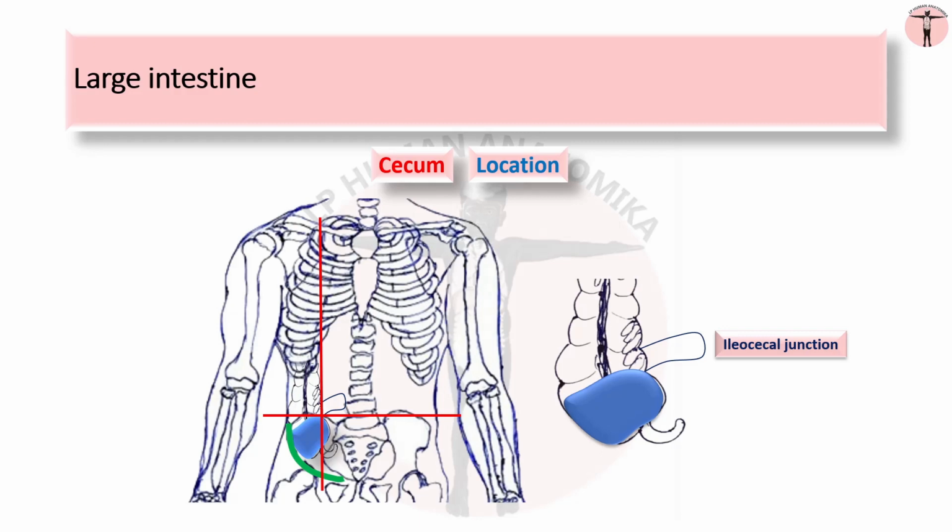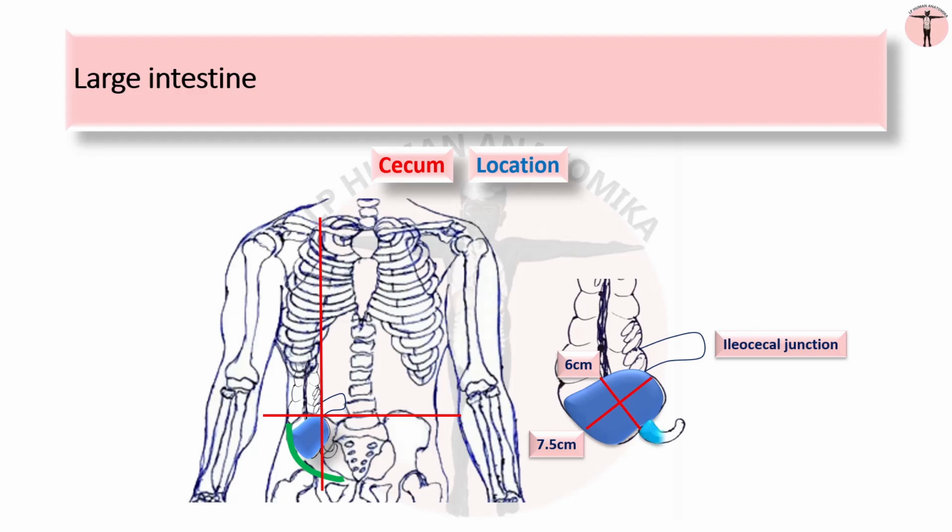Due to faulty rotation of midgut, the cecum may occupy any of the following abnormal positions: left iliac fossa, umbilical region, subhepatic region, right lumbar region, or in the pouch of Douglas. It is about 6 centimeters long and breadth is 7.5 centimeters. This is one of the organs in the body where the width is more than the length. It is completely covered with peritoneum. It possesses a considerable amount of mobility, although it does not have a mesentery.